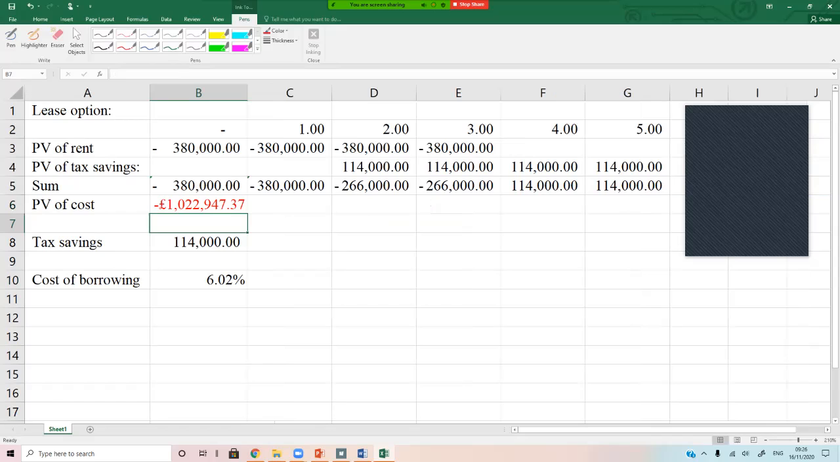I want to get the sum of the present value of cash flows from year 0 all the way to year 5. You can do it manually using the tables, but it's going to take a lot of work. So what you do is simply use equals NPV to get the present value, discounted at 6.02 percent.